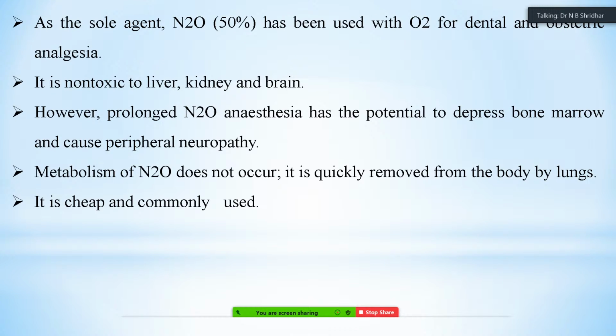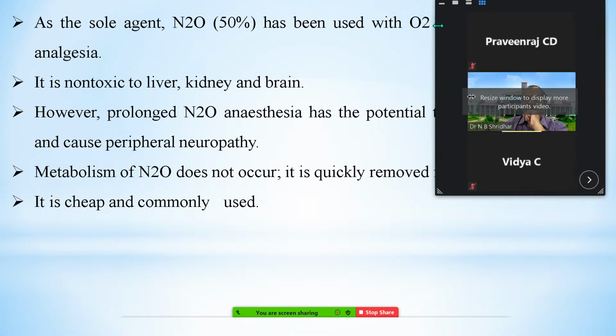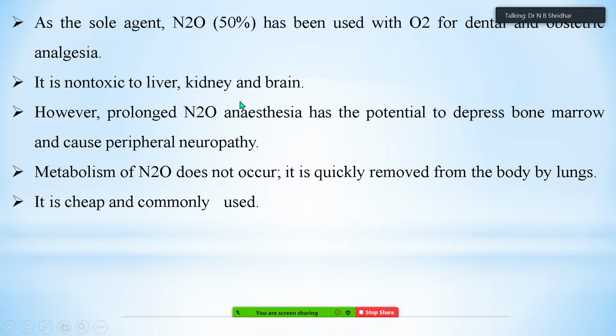So as a sole agent, nitrous oxide can be used with oxygen for dental and other surgeries. It is non-toxic in the usual anesthetic dose, but may affect the kidney, liver and brain in higher administered doses. However, prolonged nitrous oxide anesthesia has a potential bone marrow depressive action, and peripheral neuropathy is also possible.